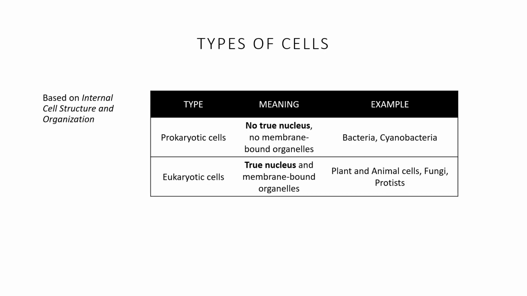Next is based on internal cell structure and organization. Cells can be classified based on their internal structure and organization, and on the basis of it, they are of two types, that is prokaryotic cells and eukaryotic cells. Prokaryotic cells do not have a true nucleus and no membrane bound organelles. Examples of it are bacteria and cyanobacteria. Eukaryotic cells have a true nucleus and membrane bound organelles. Examples of it are plant and animal cells, fungi, protists, etc.